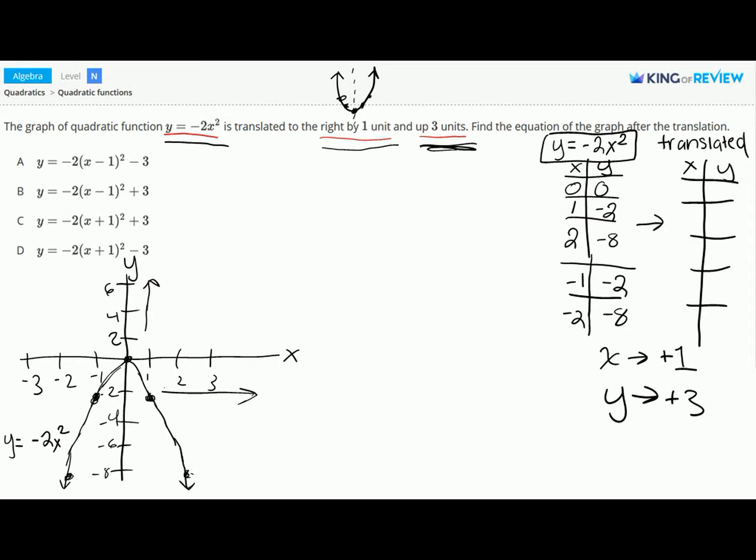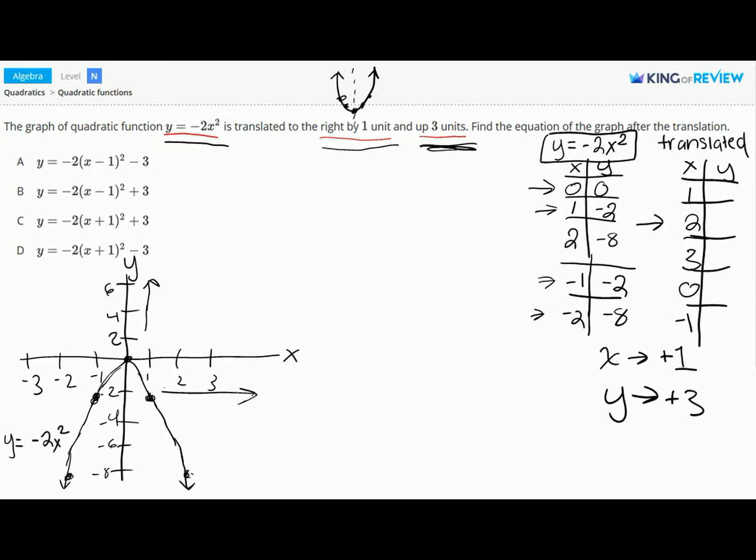So let's do that on our new table of values here. We started with 0, 0 on the parent graph, and it was moved right 1 unit. So that means we're going to add 1 to this x value. So it will be 0 plus 1. Let's do that for all the other x values. For this point here, we started with an x-coordinate of 1, and we're adding 1 to that. So that gives us a 2. And we'll keep going. The 2 changes to a 3. Negative 1 here plus 1 is a 0. And negative 2 plus 1 is a negative 1.